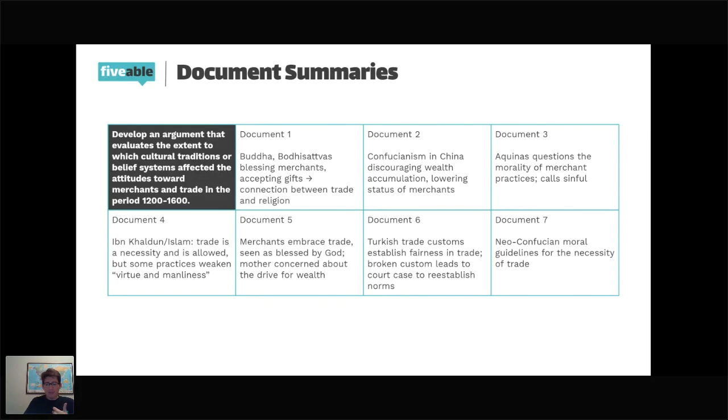And document 7 is another document that comes from China. It is a Neo-Confucian book of moral instruction, again focusing on the morality aspect of this cultural tradition of Confucianism. And in it, it talks about fair trade and how to conduct business, but it sets moral guidelines. And in a way, it really depends how you read this document and how you want to use it as evidence.